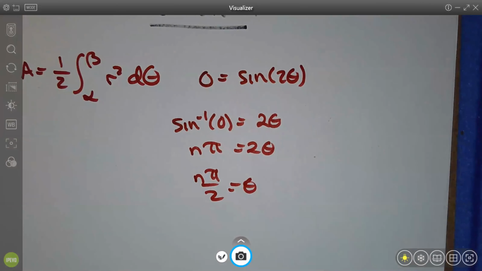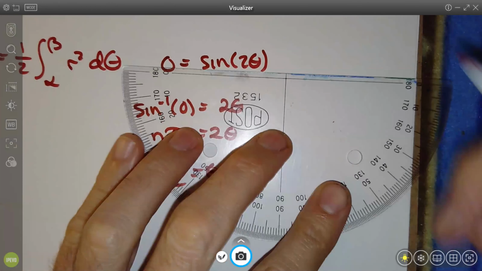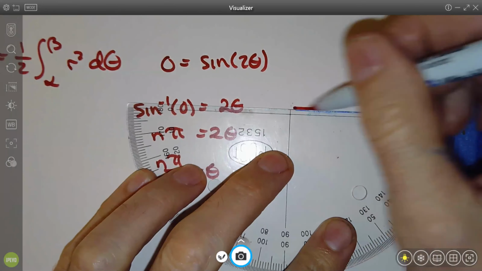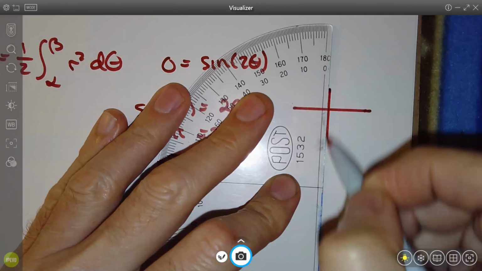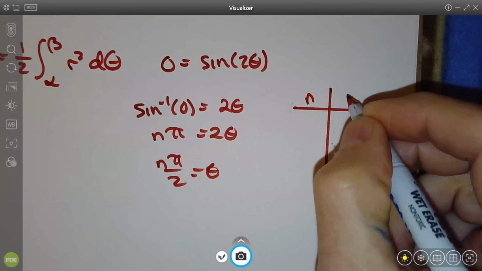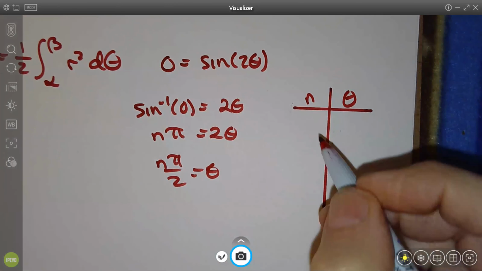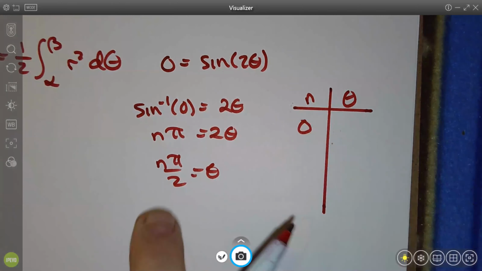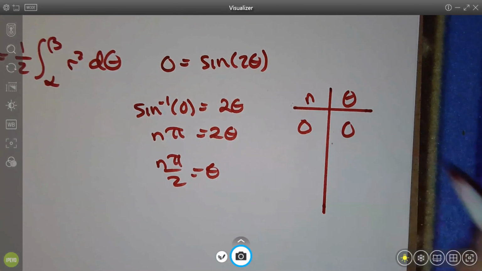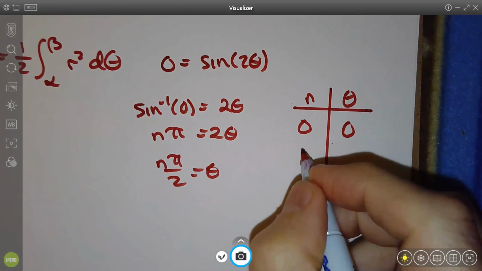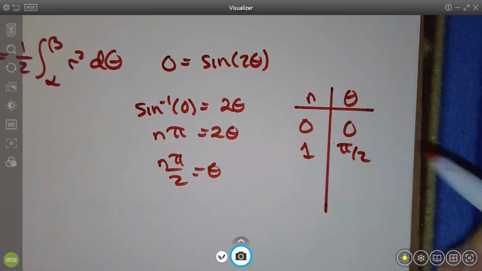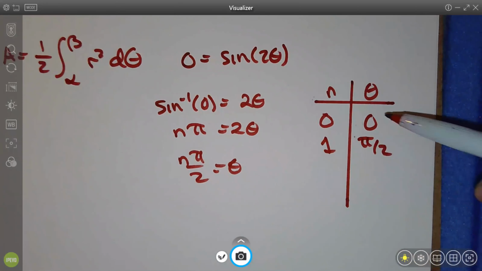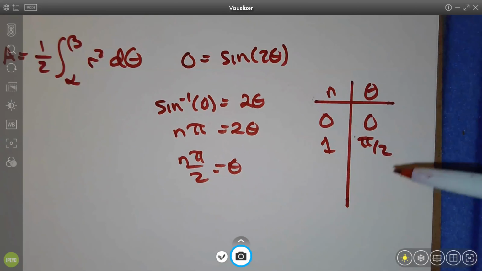We can make ourselves a little table of values here to figure out when this is going to be 0. I'm not going to go very far down this list because we don't need to. So we have values for n, and we get values for theta. We'll start out with n equals 0. If n is 0, then theta is 0. If n is 1, then theta is pi over 2. And that second term should be it. Between these first two terms, we should trace out one loop of this graph. That's what we're counting on.